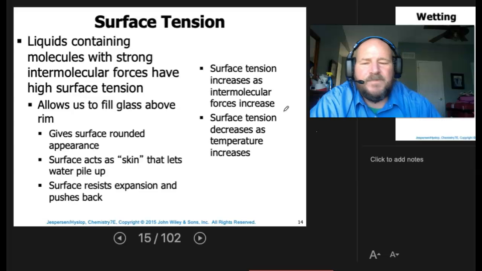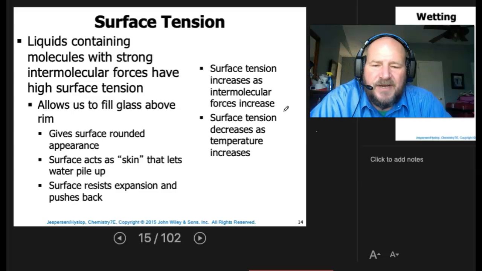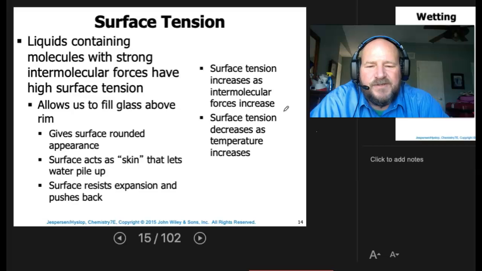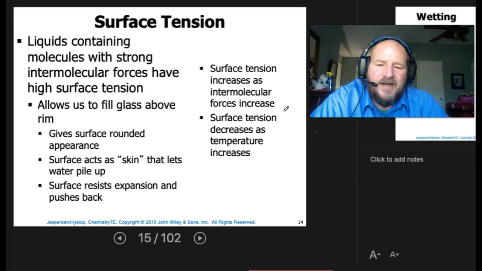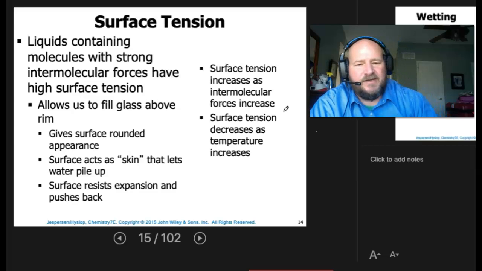Okay. So surface tension increases as intermolecular forces increase, and of course surface tension will decrease as temperature increases. So if we heat that water up, then the surface tension will decrease and it's more likely to just spill over.